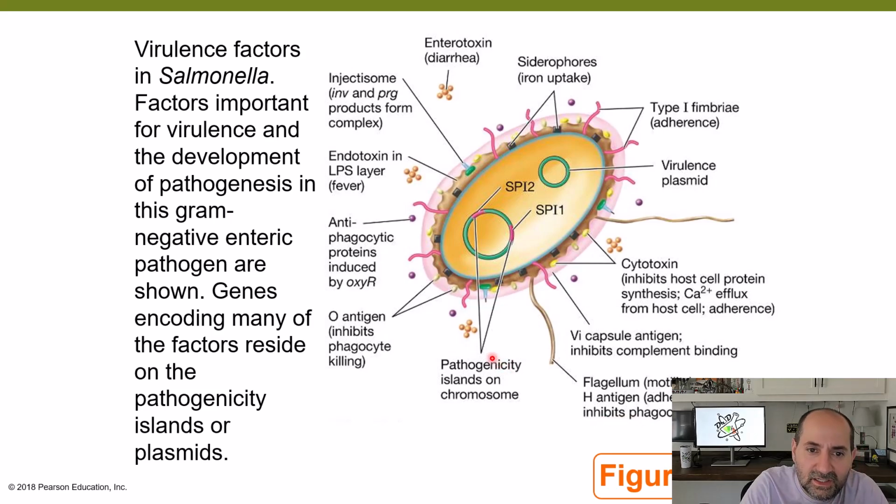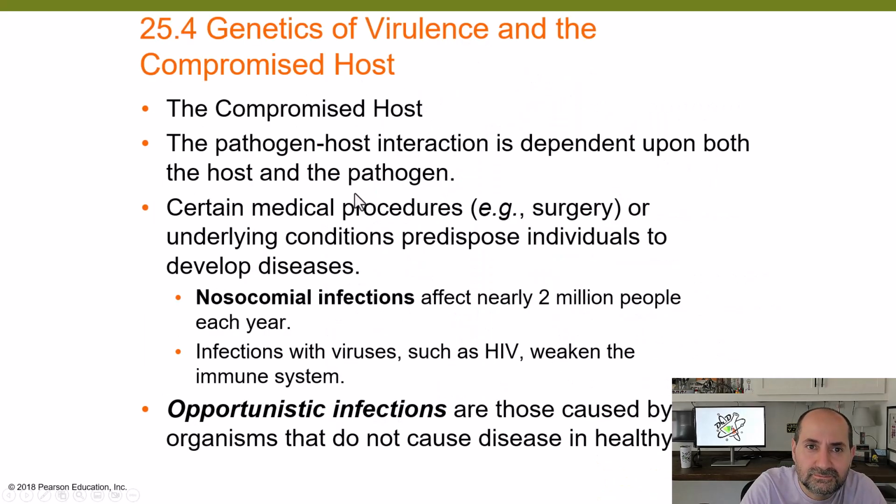It has anti-phagocytic proteins that prevent phagocytosis. It has endotoxin. Remember endotoxin or lipid A as a component of the LPS, lipopolysaccharide layer, which causes fever. And I'm not going to go through all of these, but look, these are all known as virulence factors. And Salmonella has a myriad of virulence factors, and this is why it's so deadly and so dangerous.